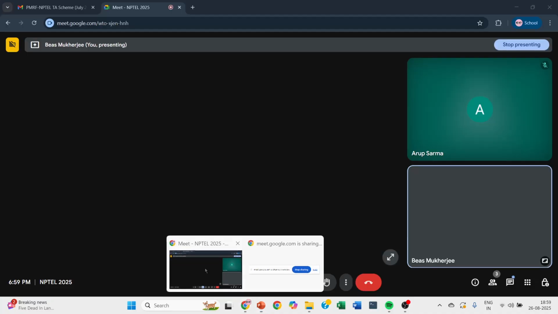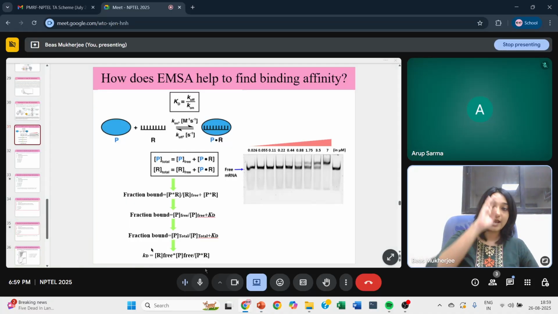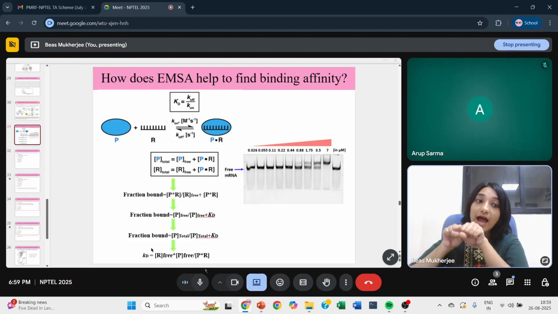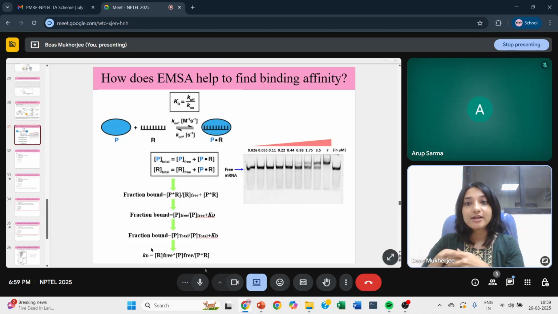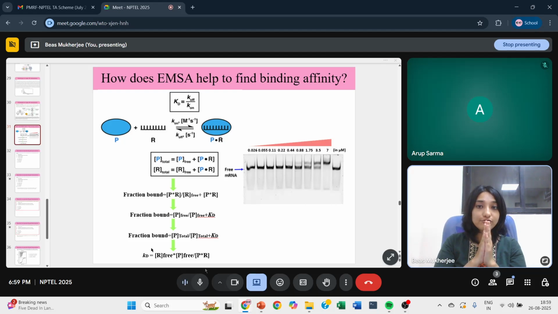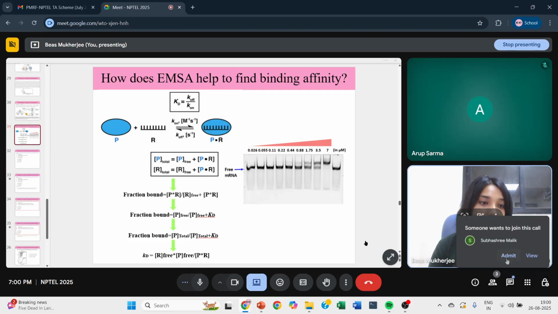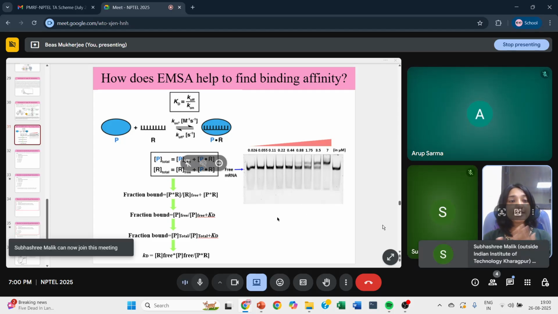Now we come to EMSA. EMSA is something that we repeatedly do in our lab, and this image is also from one of my experiments. This is a DNA protein binding experiment. In EMSA, there is this protein, and this protein is binding to this RNA. RNA is represented by R. Now see, the rate of binding is called K on, and the rate of dissociation is the K off. And Kd is equal to K off by K on. So Kd, the dissociation constant, is K off by K on.